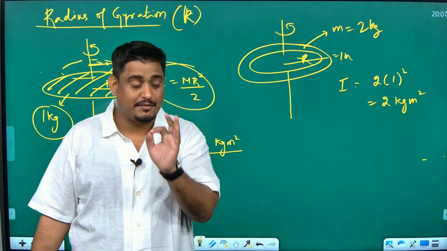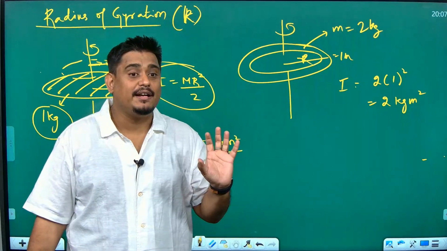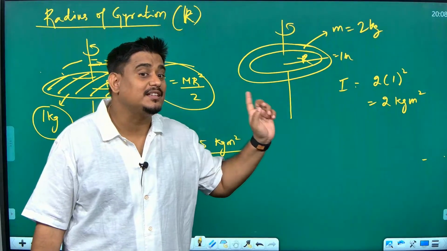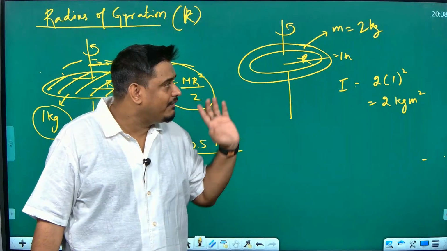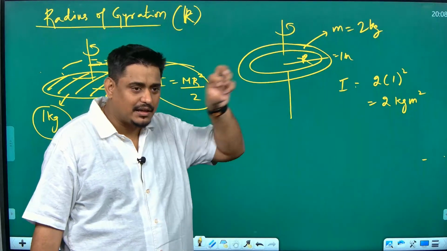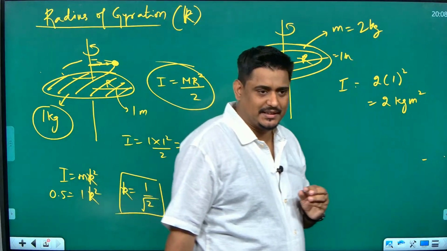See, every word is important in today's class. If I want to find a radius of gyration for this circular ring, what will I do? The same ring, I'll crush into a mass. How much mass do I have? 2 kilogram mass I have.